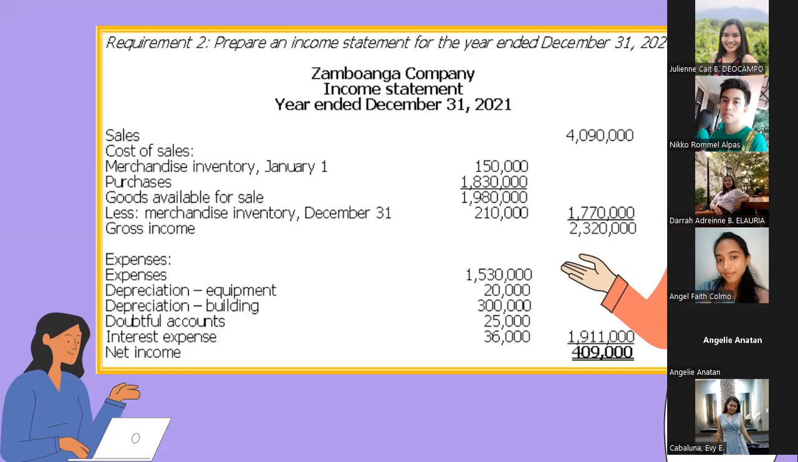2,320,000. For expenses, we have 1,530,000, depreciation of equipment 20,000, depreciation of the building 300,000, doubtful accounts 25,000, interest expense 36,000, with total expenses of 1,911,000. So we deduct it from the gross income, and our net income will be 409,000.